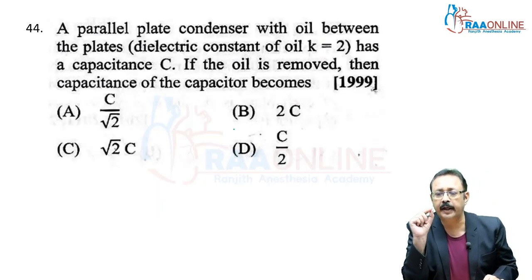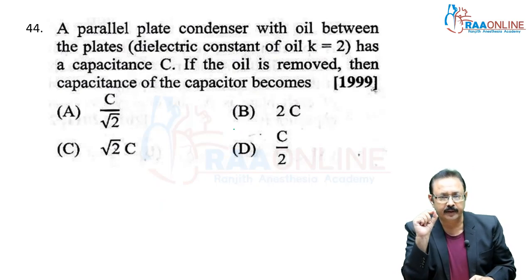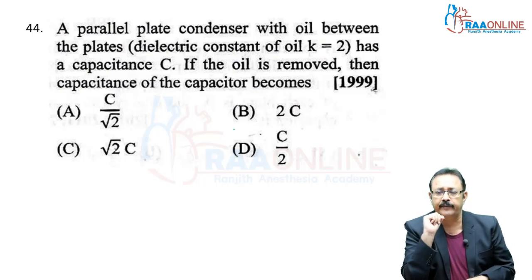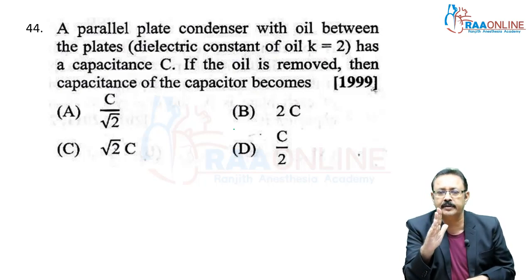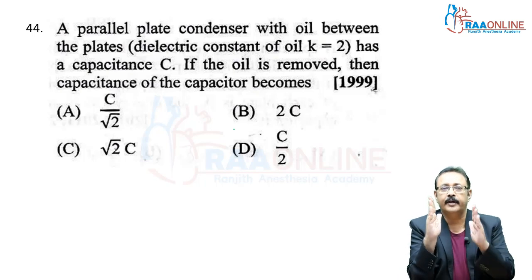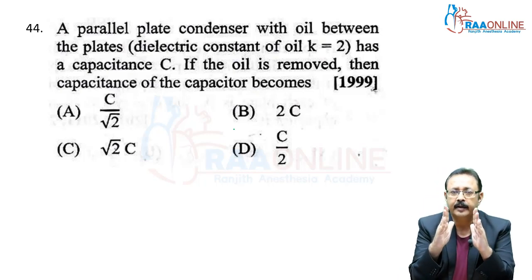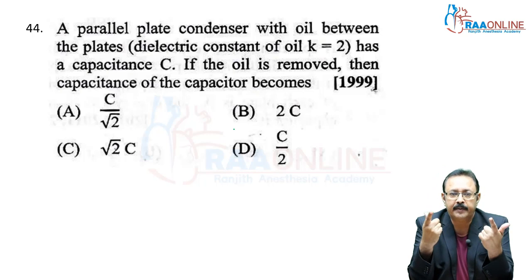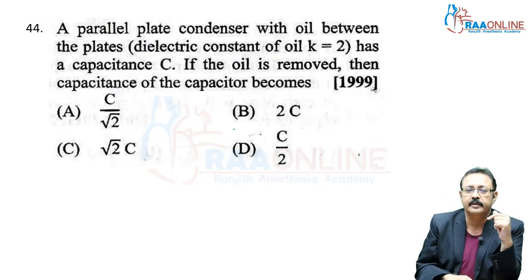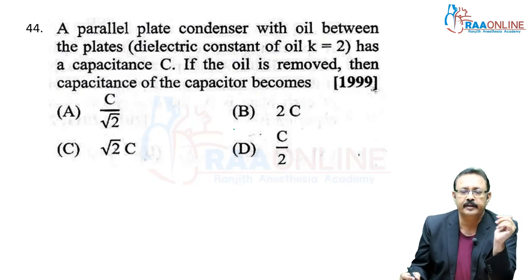Next, from 1999 AIPMT, a parallel plate condenser with oil between the plates has a capacitance C. If the oil is removed, then the capacitance? You know that when you put a dielectric, capacity will increase K times. If you remove it, it will decrease K times. You are removing it, so it will decrease 2 times. So if initially it was C, it should be C by 2 now.